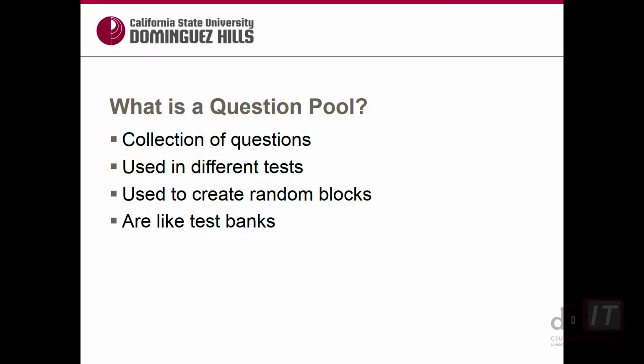Another thing that you can do with a question pool is that you can create a random block. Basically, you can create a test that contains a random block which enables every student to have a unique set of questions per person. So in other words, every time a student takes a test or they take it for the second time, they're going to get a different experience because they're going to get a different set of questions.